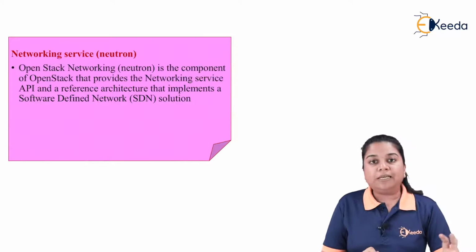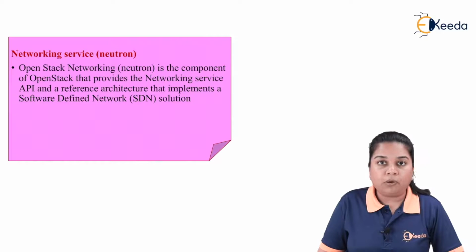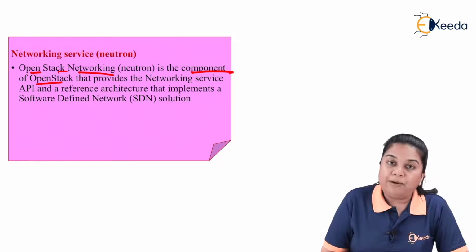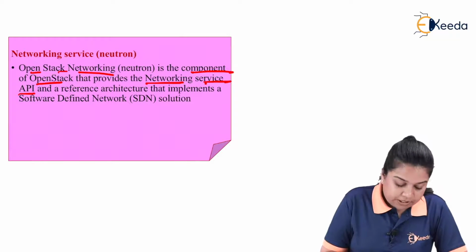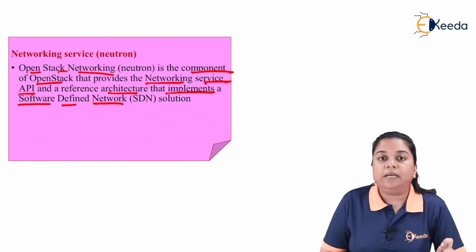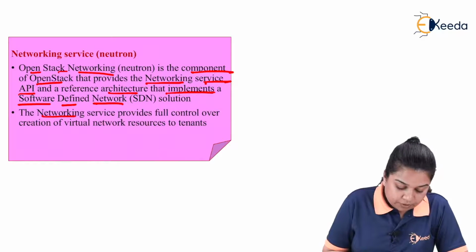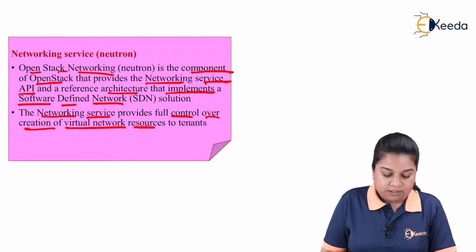Now, the networking service, that is Neutron, which is in the architecture of OpenStack. OpenStack Networking, Neutron, is the component of OpenStack that provides the networking service API and a reference architecture which implements a software-defined network, that is SDN, solution. The networking service provides full control over creation of virtual network resources to the tenants.